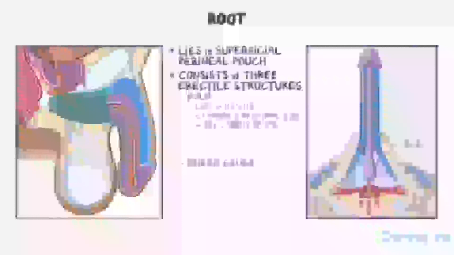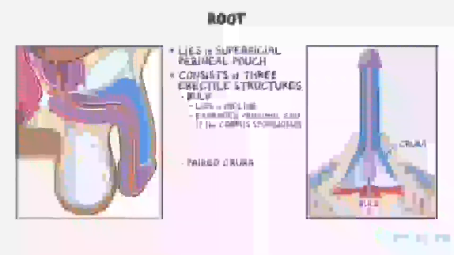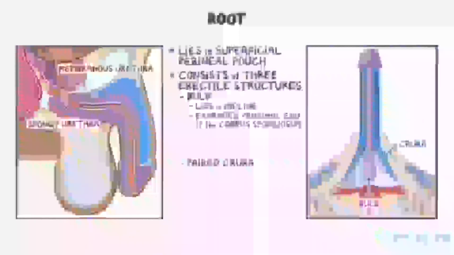Let's start with the root, which is the attached part of the penis. The root lies in the superficial perineal pouch and consists of 3 erectile structures called the bulb and the paired crura. The bulb of the penis lies in the midline and is the expanded proximal end of the corpus spongiosum. The posterior part of the bulb is penetrated superiorly by the membranous urethra, forming the spongy urethra. Finally, the bulb of the penis is covered by the bulbospongiosus muscles.